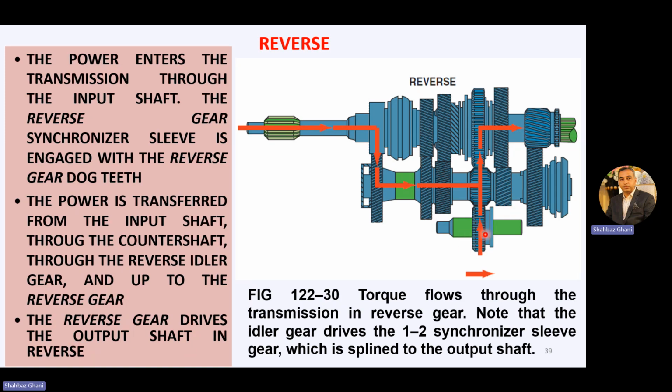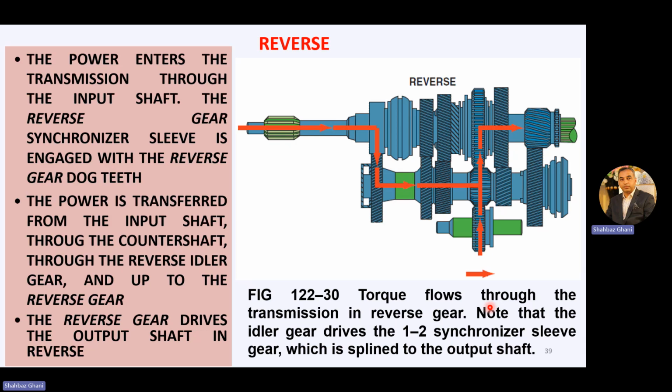Actually, this idler gear or the floating gear is in between the counter shaft and this reverse gear. Just for your ease, it is actually not here. It is basically in between this counter shaft and this reverse gear on the main shaft, so that the direction should be changed. The torque flows through the transmission in the reverse gear. Note that this idler gear drives the 1 and 2 synchronizer sleeve gear, which is splined to the output shaft.